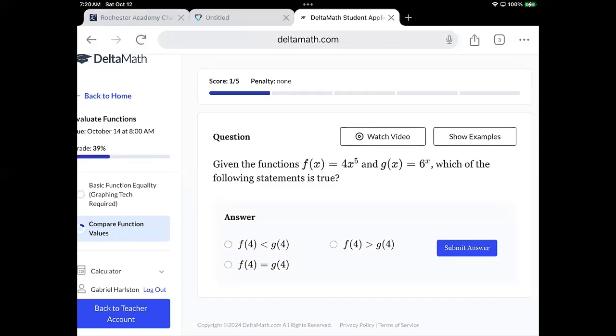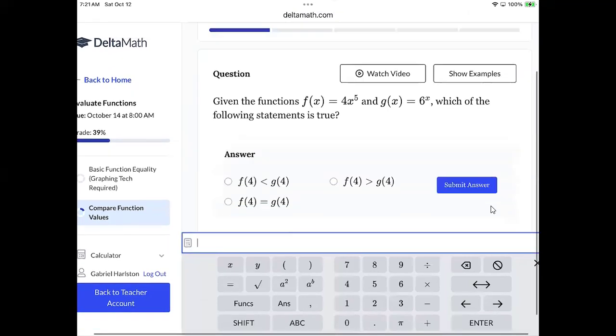Hey, I'm going to do a couple questions from the compare function values Delta Math assignment. You definitely need a calculator for this because you are going to be evaluating some functions that have some exponents that are going to make these numbers really big. So I'm going to need the calculator.